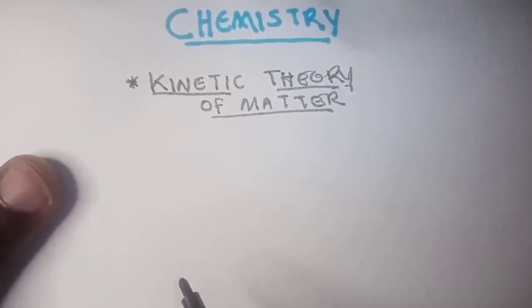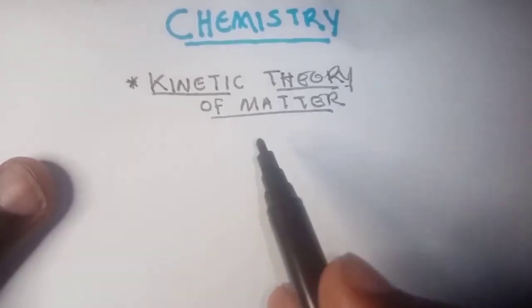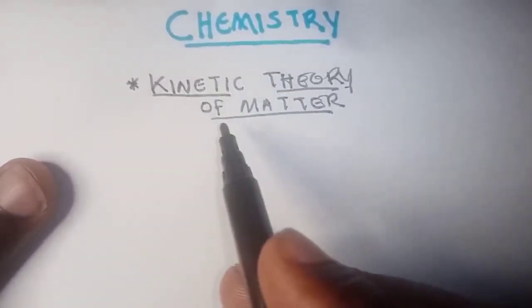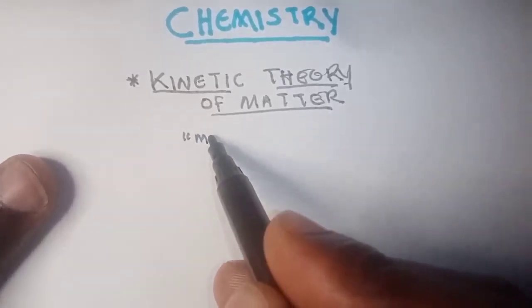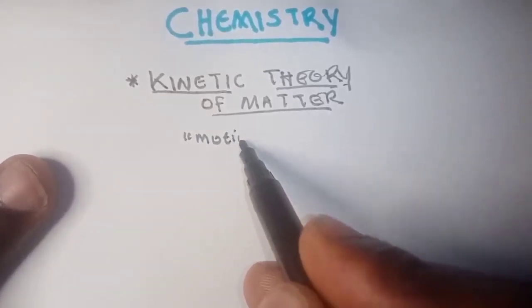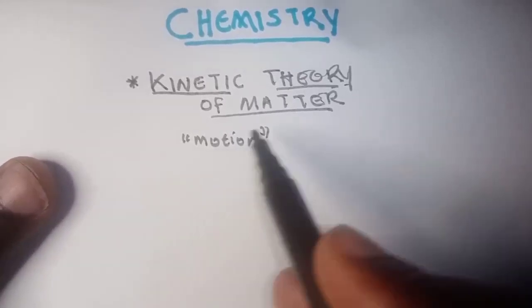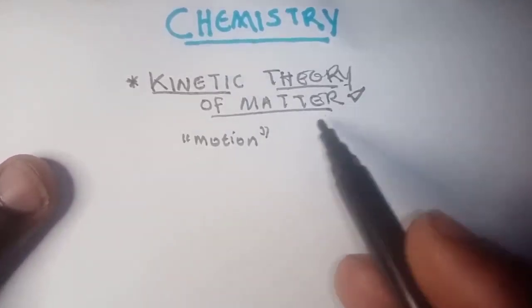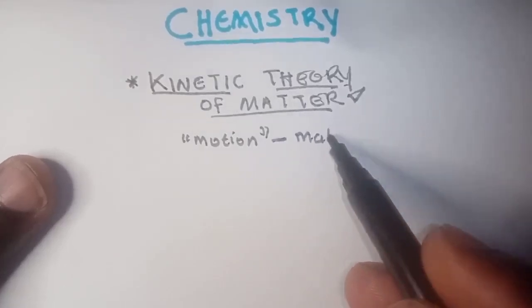So, kinetic theory of matter. That's the first topic that we are going to do under chemistry. Now, when we talk about kinetic theory, we are simply talking about motion. We're talking about something moving. So kinetic theory of matter means we're talking about motion in matter.